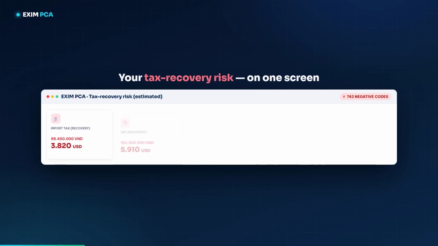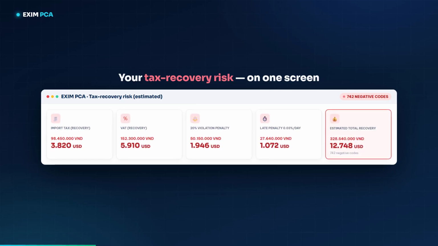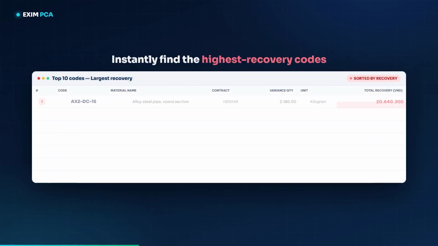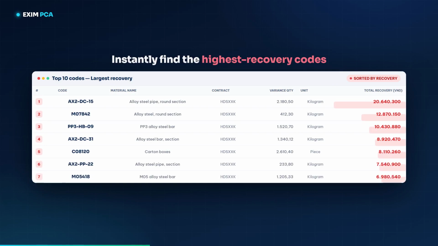EXIM PCA shows your full tax recovery risk on one screen: import tax, VAT, penalties, and the estimated total. It instantly highlights the materials with the largest recovery, with variance and contract, so you focus where it matters.